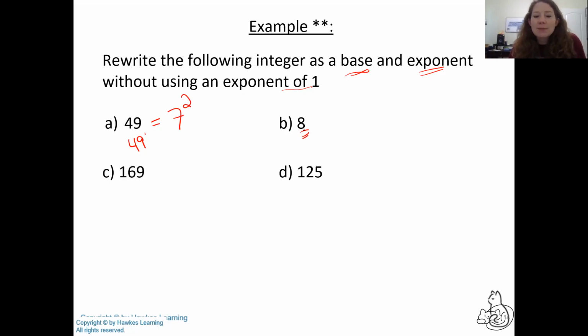So what exponent could we use to get 8? Well, that's 2 to the third power. I asked you guys to memorize the first 5 perfect cubes and the first 15, 16 perfect squares. 169 would be 13 squared. I feel pretty confident it is. And 125 is our 5th perfect cube, which would be 5 to the third power. So if you have those perfect squares and perfect cubes memorized, this will be easy for you.